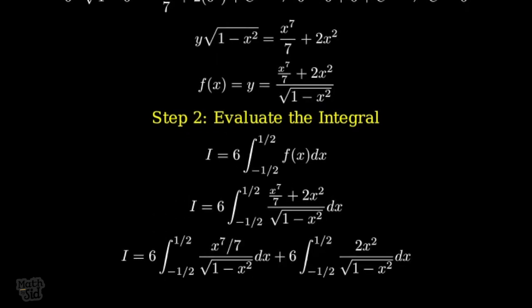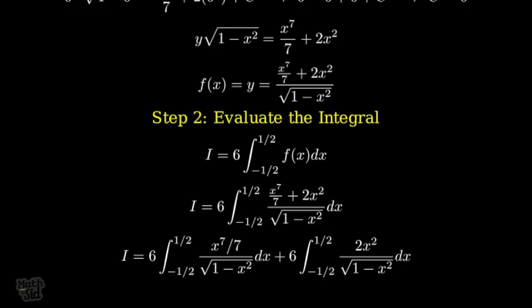Let's look at the first part, the integrand. Let's call it g of x equals x to the 7th over 7 times the square root of 1 minus x squared. It is an odd function because g of -x equals -g of x. The integral of an odd function over a symmetric interval, like -1/2 to 1/2, is always 0. Now, look at the second part, the integrand. Let's call it h of x equals 2x squared over the square root of 1 minus x squared. It is an even function because h of -x equals h of x.